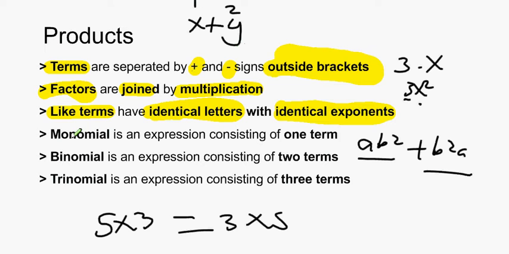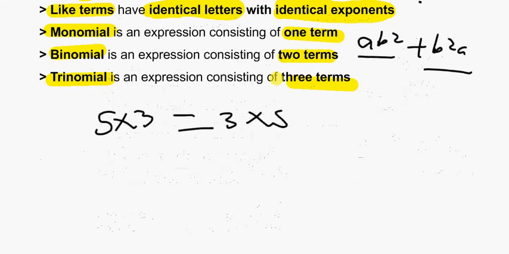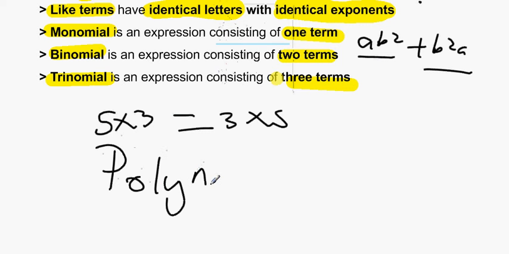Another thing we also want to talk about is monomial, an expression that consists of one term, and binomial, which is two terms, and trinomial, which is three. You also get a polynomial, which consists of many terms, but let's not go into that for now.